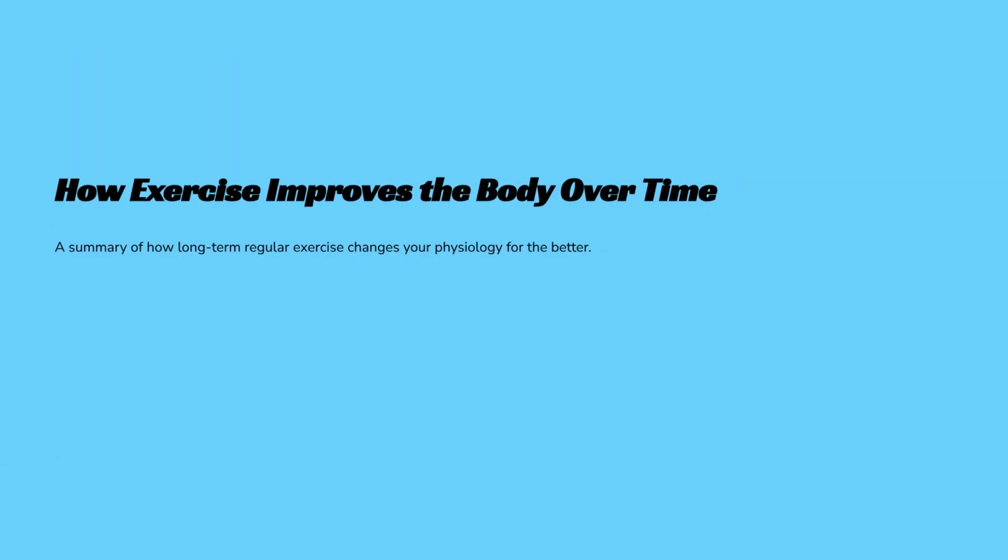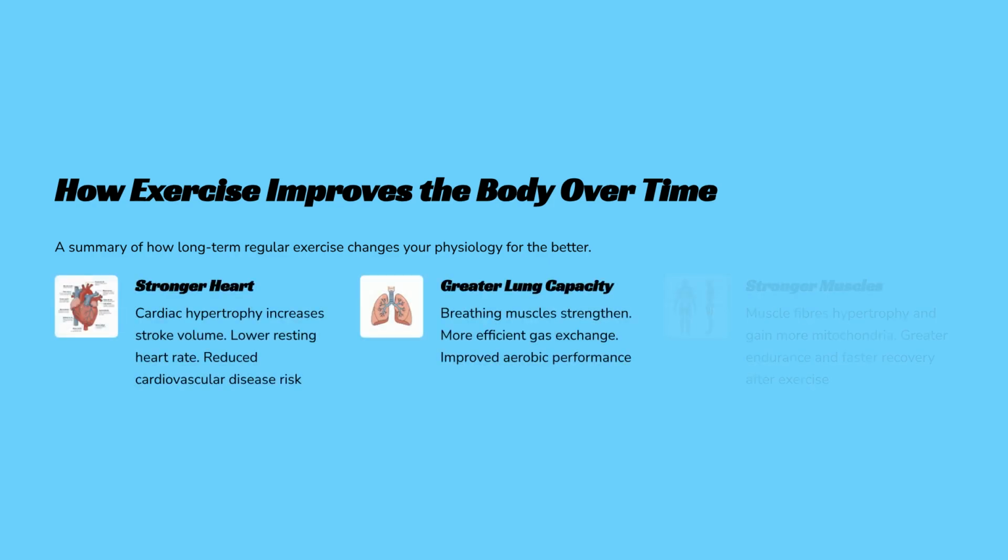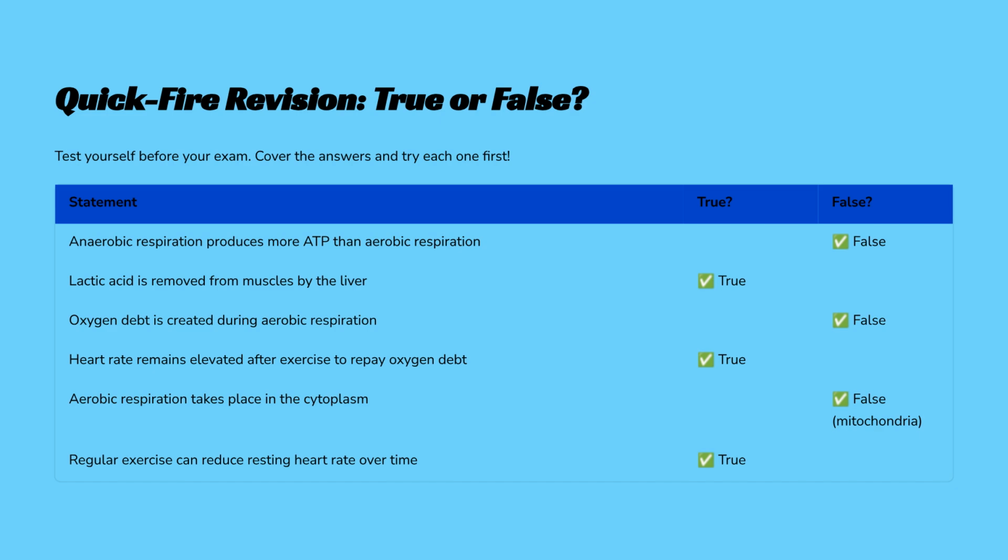Long-term exercise leads to significant physiological adaptations, including a stronger heart with higher stroke volume, improved lung capacity, and more efficient muscle fibers. Time for a quick quiz. Remember, aerobic respiration occurs in the mitochondria, while lactic acid removal occurs in the liver. Always double-check your facts before the exam.